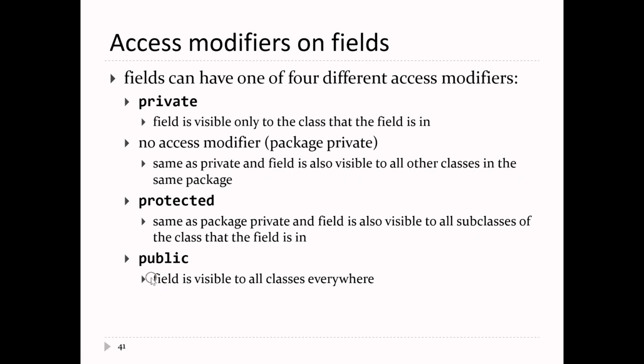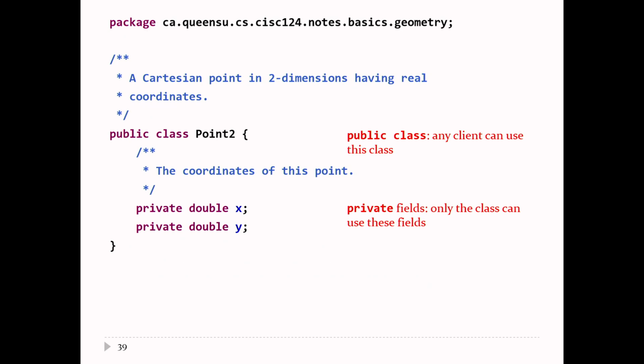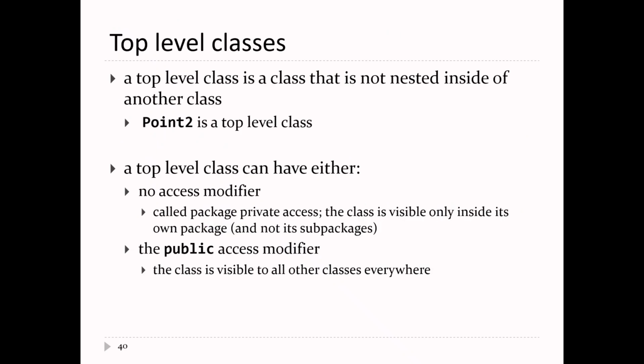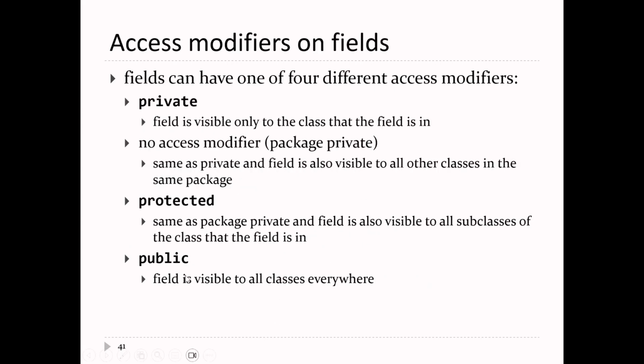Public means that the field is visible to all classes everywhere. If we mark that field X as being public, then anybody that gets a point2 object can get access to the X variable directly. They can look at the value and they can change the value directly. Generally, you don't want public fields. If you have a public field, then objects have no control over the value of their state. Anybody can come in and change the fields.